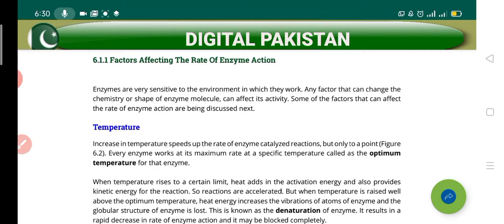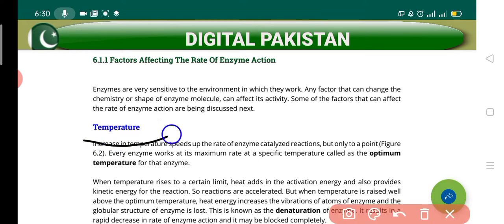So similarly, students, there are some factors which are basically affecting the activity of the enzyme. Let's see these factors. There are some factors which are increasing the activity of the enzyme, and some factors which are decreasing the activity of the enzyme. So let's start the topic.